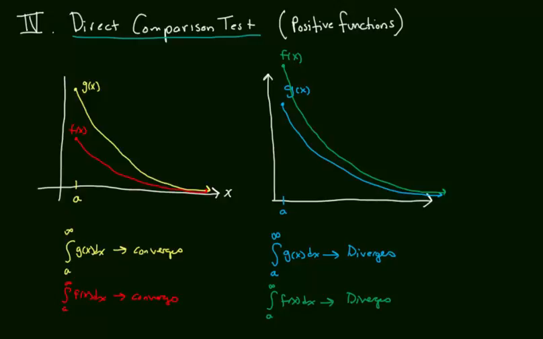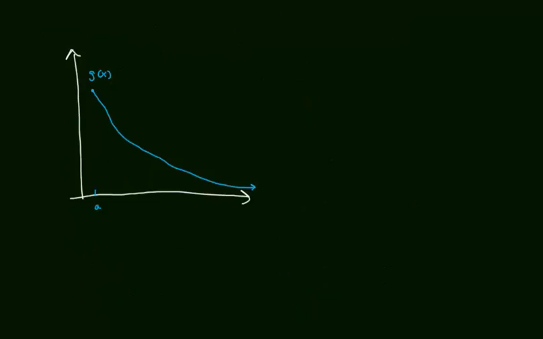I'm going to do a third one here. In this third scenario, suppose it is known that the integral from a to infinity of g of x dx is known to diverge. And then let's pick another one, I guess this cream color. And this f of x is always less than or equal to it. And I can sneak that in here.